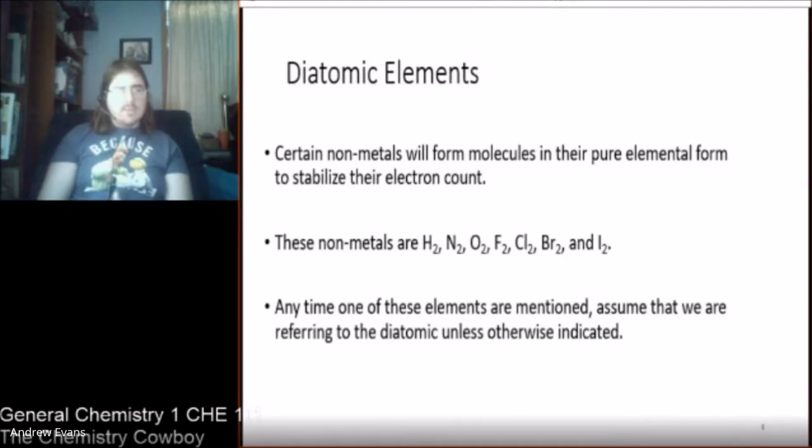All these are stabilized by these molecular bonds. So when we talk about elemental oxygen, we're talking about O2, not O, because this is how they're typically stable. This is how we're going to find them in nature. Anytime we mention nitrogen, we're going to assume it's N2 and not N.